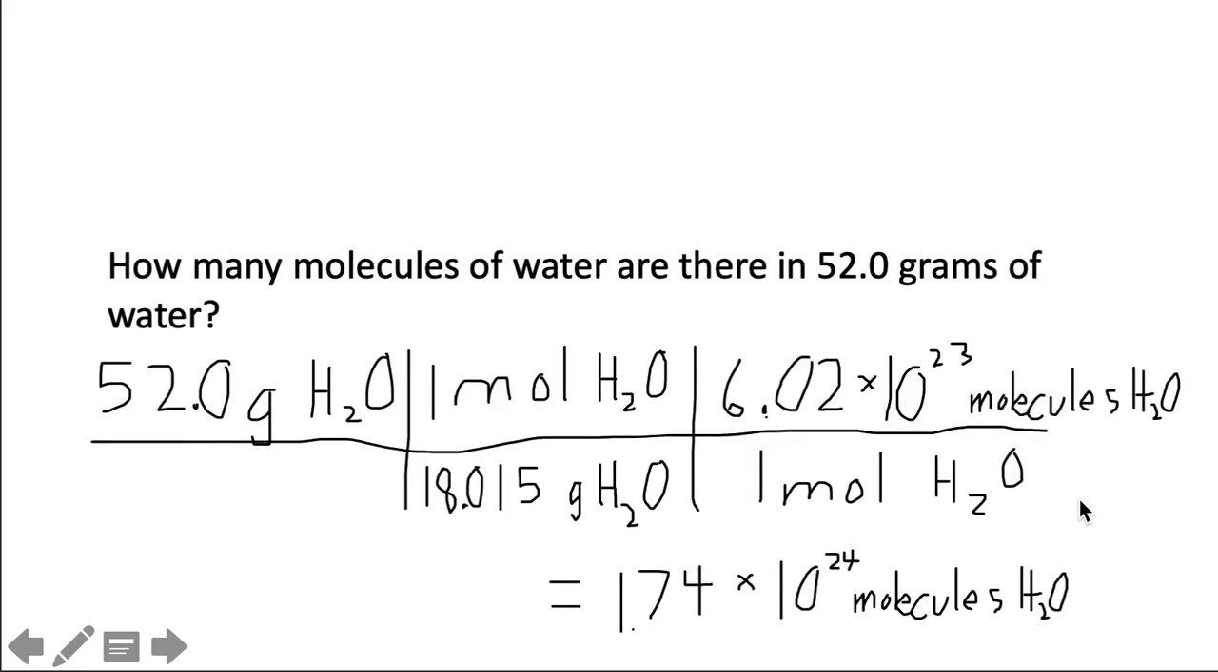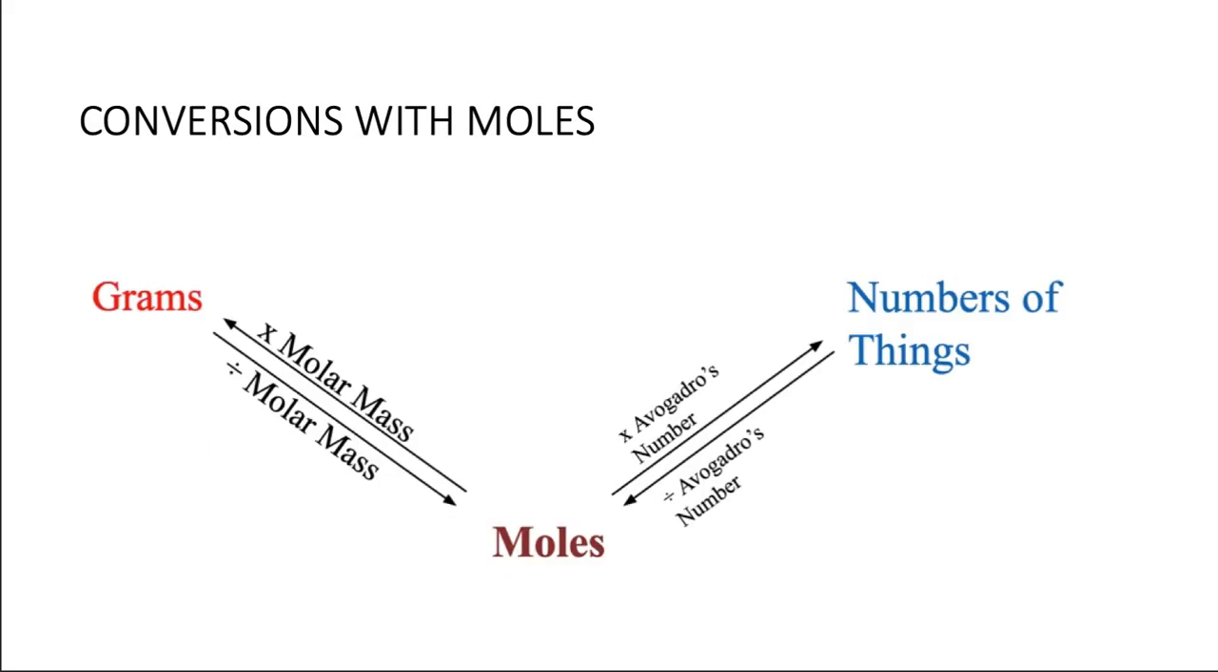All right, now here's a slightly more complex version of this problem. It says, how many molecules of water are there in 52.0 grams of water? Now notice that it's asking you for molecules and giving you grams. If you go back to my little schematic diagram here, you'll see that if I start with grams and I'm looking for the number of things, then I've got to convert through moles. So I'm going to actually have to convert to moles and then from moles into things.